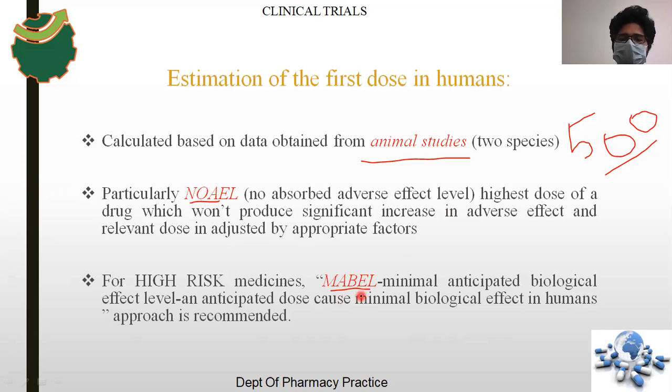The next one is the MABEL approach. The MABEL approach is generally for high-risk medicines. MABEL means minimal anticipated biological effect level. Here we are going to see an anticipated dose causing minimal biological effects in humans. We'll discuss this in detail in the next slide. What is this MABEL approach?